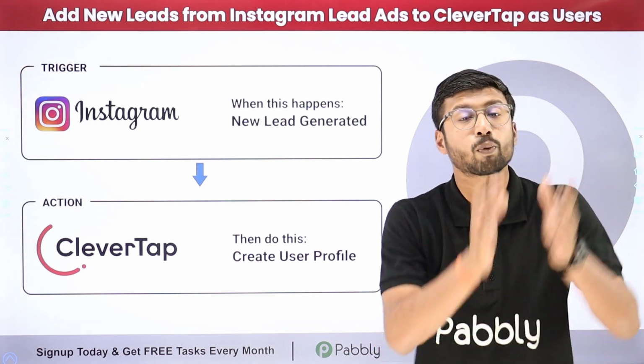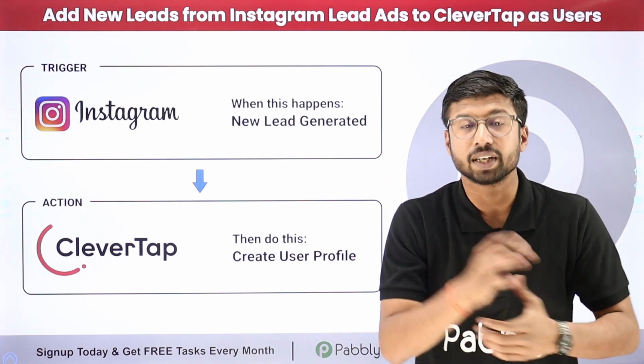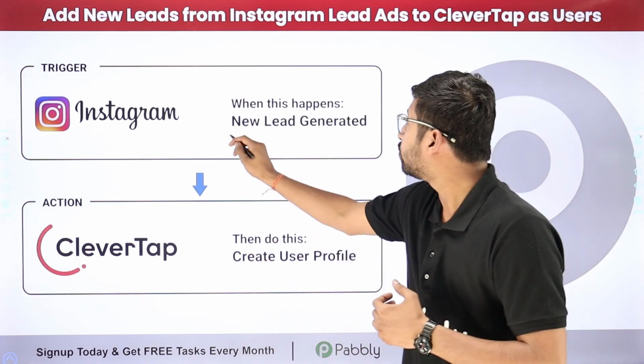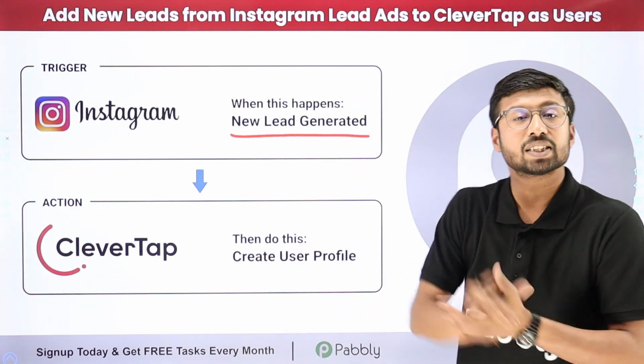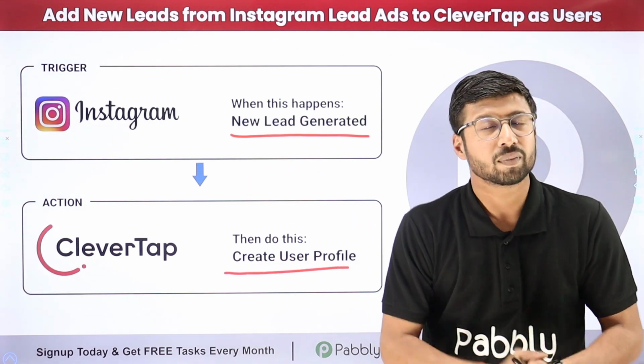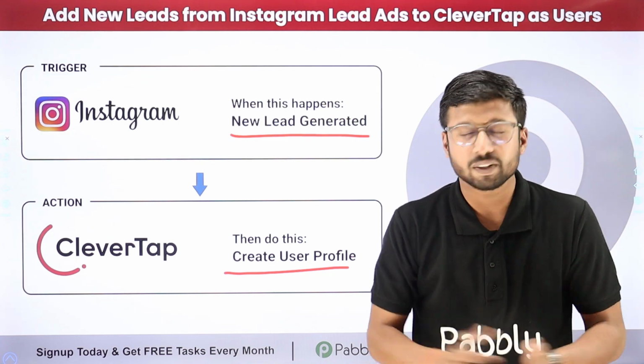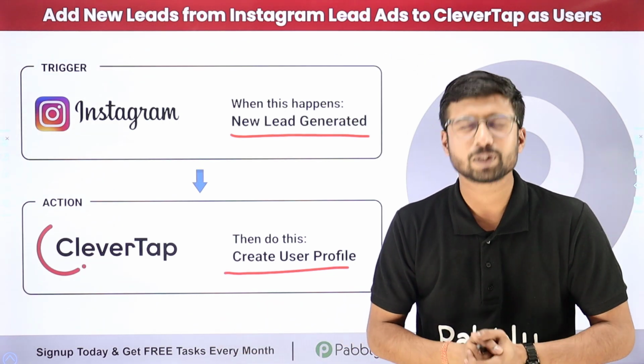Now let me tell you, the process of adding the new leads from Instagram lead ads in CleverTap can be automated. And in this automation, as a new lead is generated, automatically with the same details, this lead will be added as a user profile in CleverTap. Now, if you want to know how you can set up this complete automation all by yourself, for that, you just have to come with me to my screen.